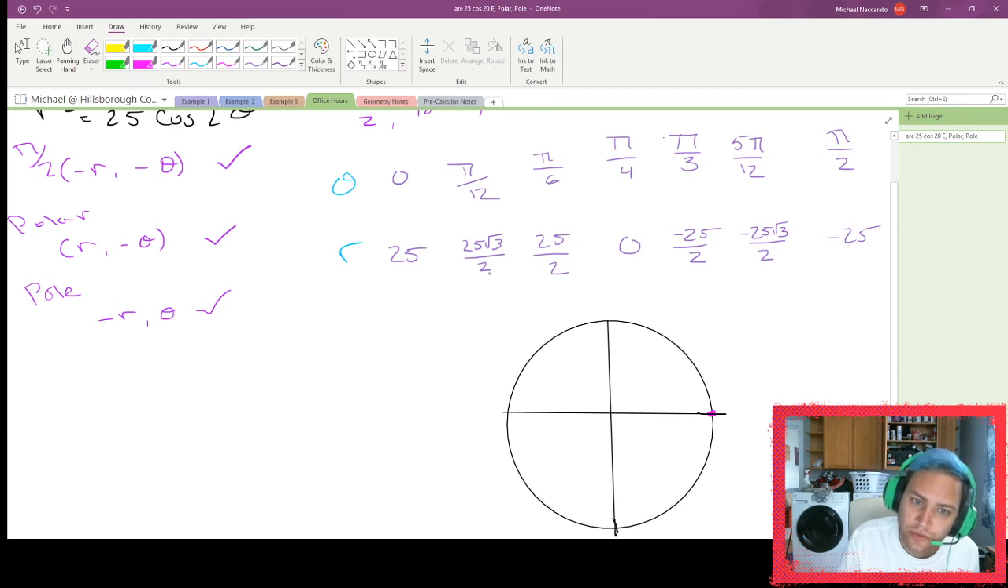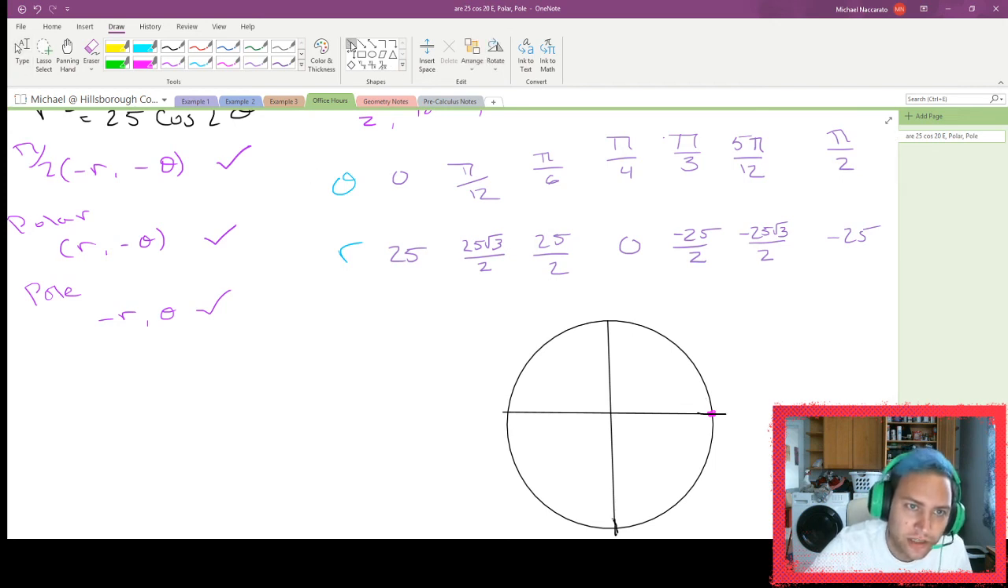The next one I want to do is go to a radius of 25 radical 3 over 2. So let's look that number up. 25 times the square root of 3 divided by 2. I get 21.65. So it's not quite away from the graph, right? So it's going to be like here.